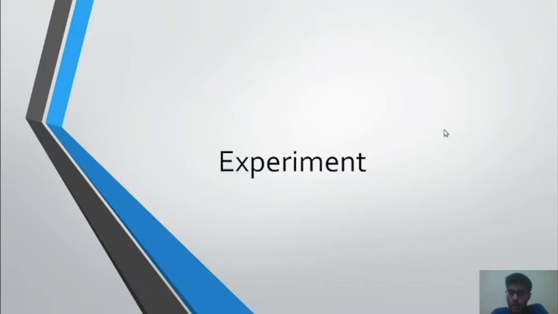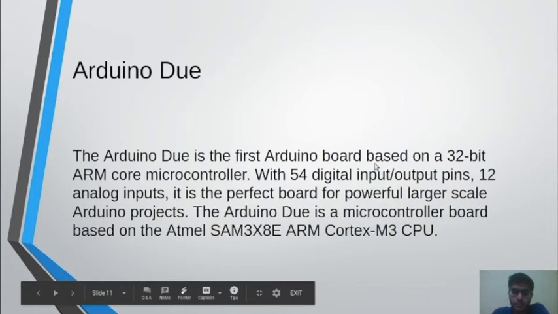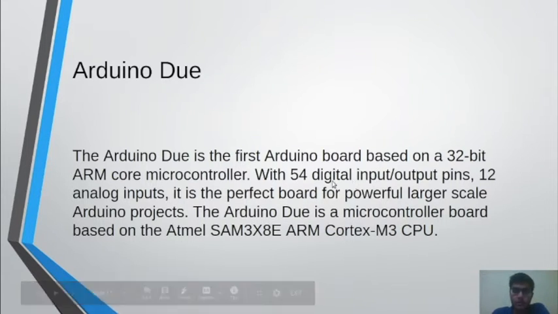Now I tried to give a brief idea about the theory. Now let's move on to the experiment. So for this experiment we used the Arduino Due board. It's a 32-bit ARM core based microcontroller with all these specifications which have been mentioned in the slide, and it's a perfect board for conducting these types of experiments. It's powerful, and good for conducting larger scale Arduino projects.